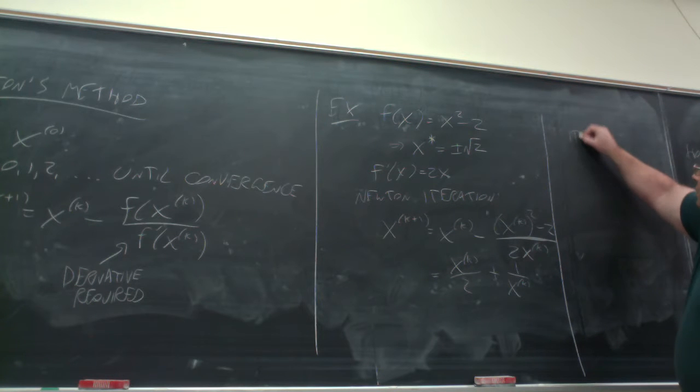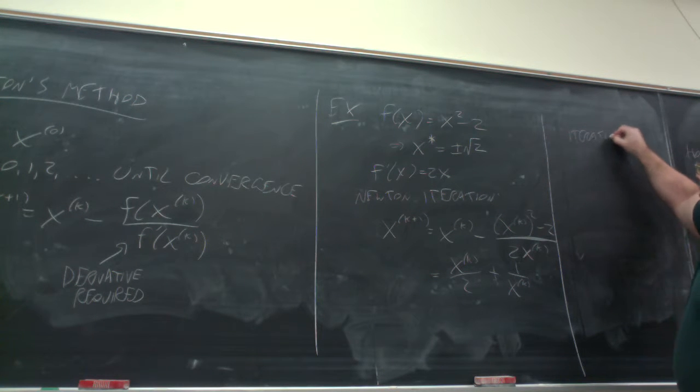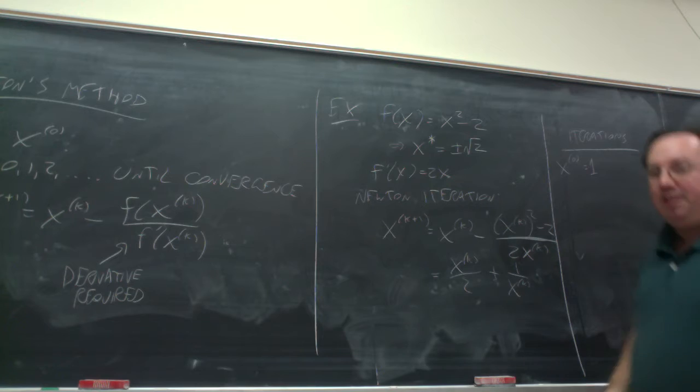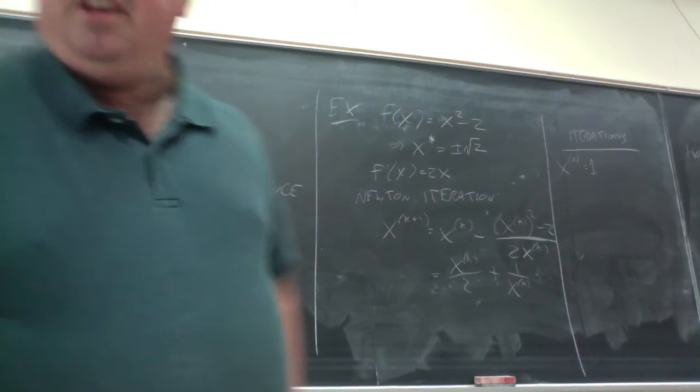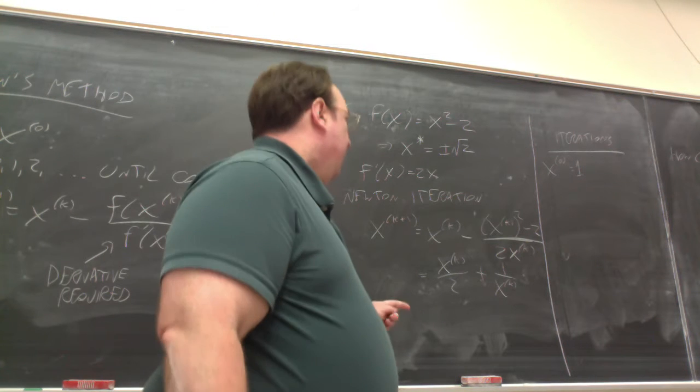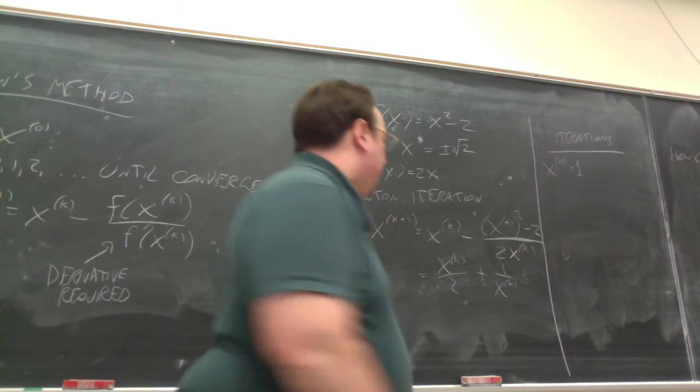So I'm going to show you some iterations now. And I'm just going to use an initial guess of 1. So if I go ahead and plug that in, x naught equal to 1 to get x1.